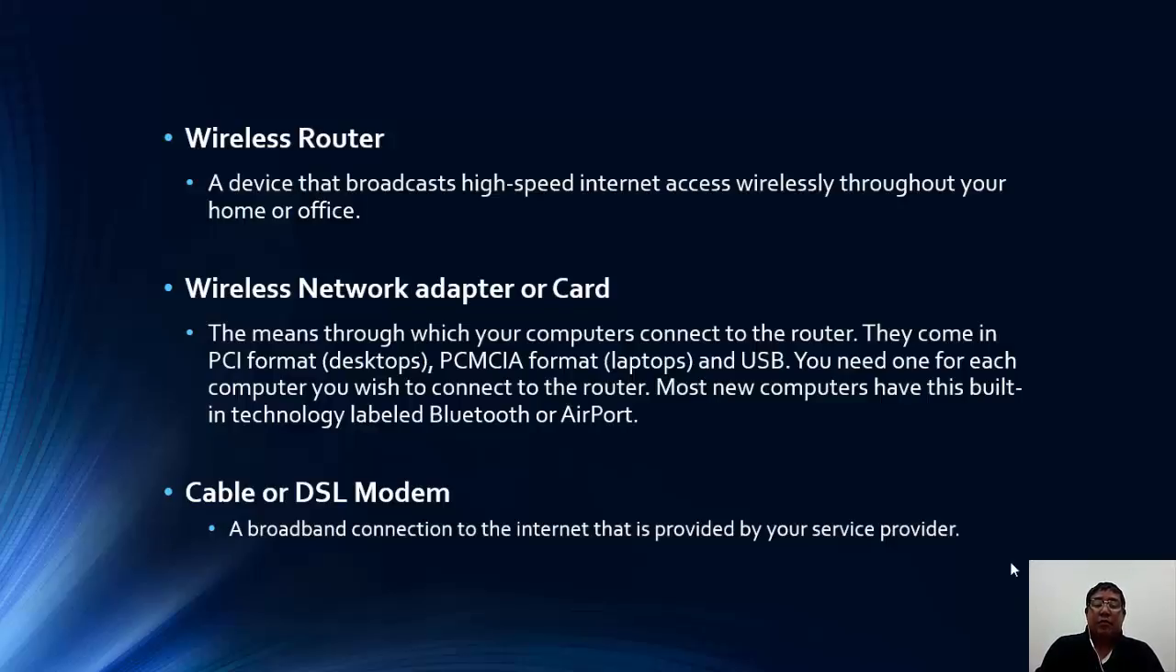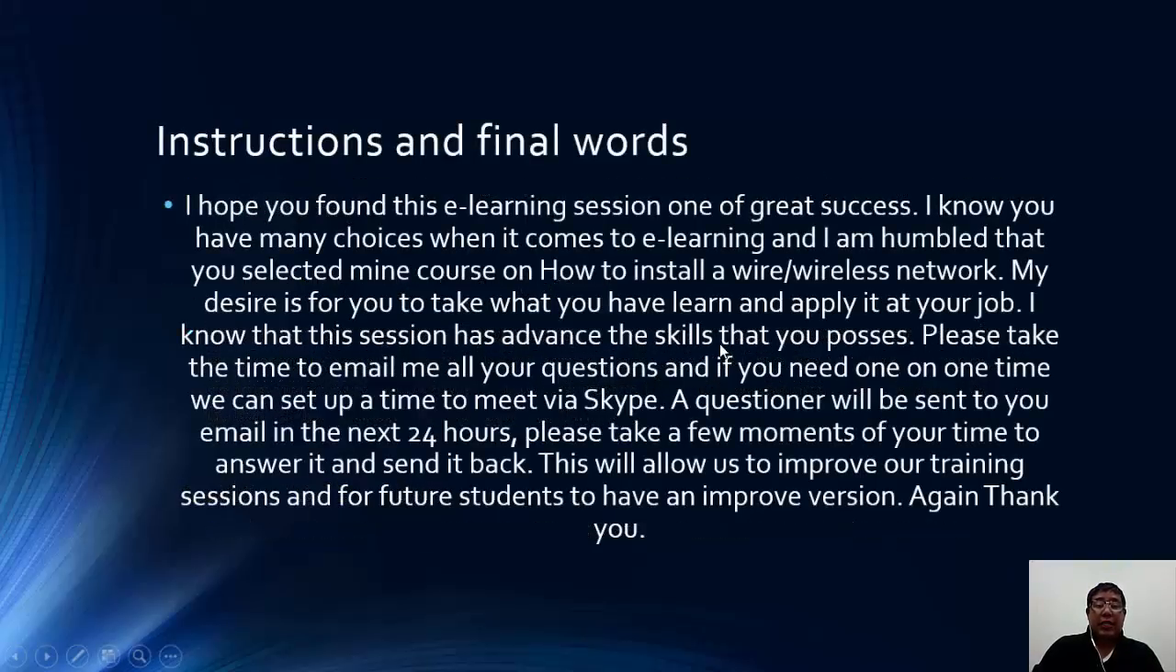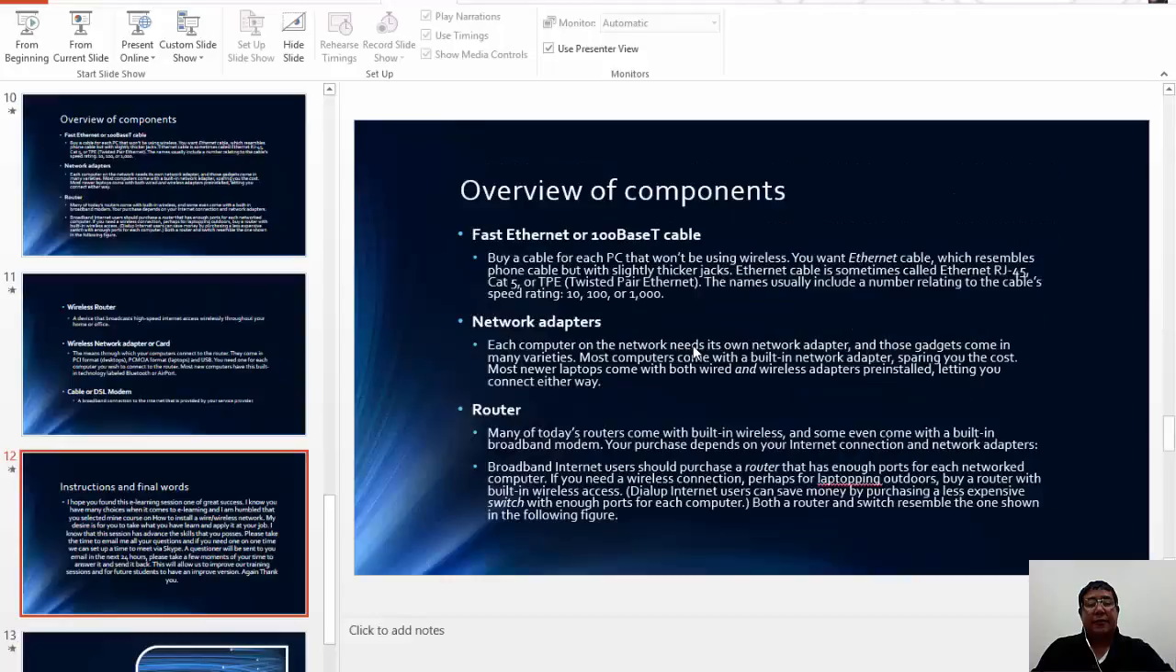You're going to need a cable or a DSL modem. That usually comes from your broadband provider. They will provide you with the modem so you can connect to your router, and then you will have the internet access. If you have a wireless router connected, then it will send the signal, and basically that's what you need. Those six or seven components.